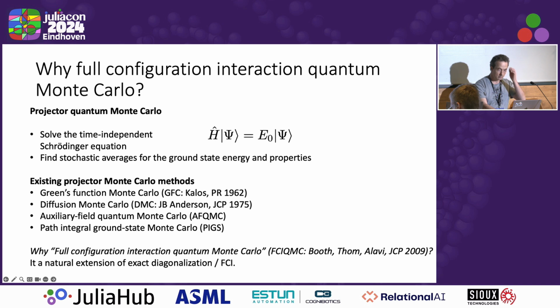Now, what I like about the particular flavor here is that even though it was particularly developed for quantum chemistry problems, it's really just a stochastic extension of exact diagonalization. So anything that you can represent as a large sparse matrix, basically you can throw at this method and it will tell you something about it.